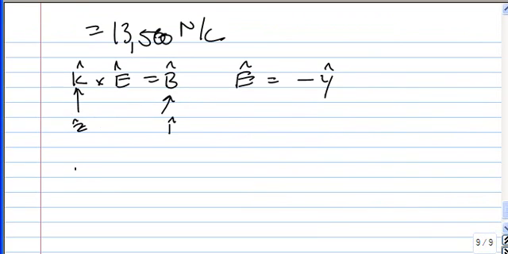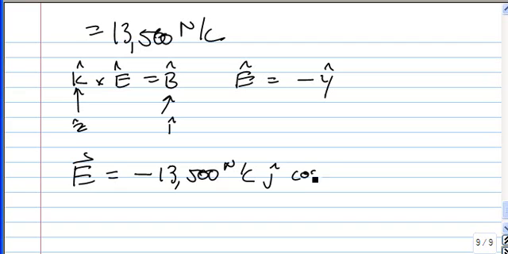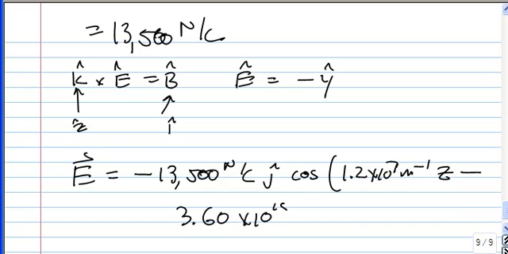So I combine these things to write down an expression for the E field. The E field is minus 13,500 newtons per Coulomb in the y hat, or I can write that as j hat direction, times the cosine of 1.2 times 10 to the 7 inverse meters times z, minus the angular frequency, 3.60 times 10 to the 15 radians per second, times the time.